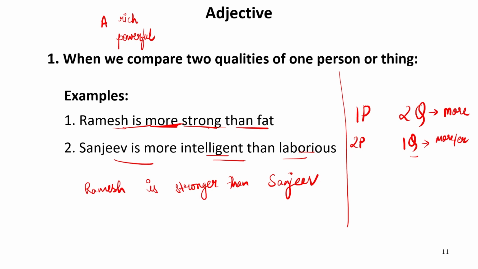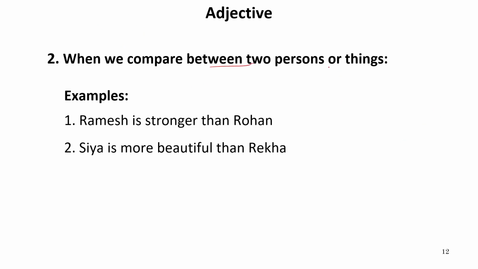Now let us move further. When we compare two persons or things on the basis of one quality, as I have already discussed, let us see some examples. Ramesh is stronger than Rohan. Sia is more beautiful than Rekha. Because in strong we could use er, we have used er, and because beautiful contains more than one syllable, we have used more. Here we have two persons compared on the basis of one quality. So this is another use of comparative degree of adjective.